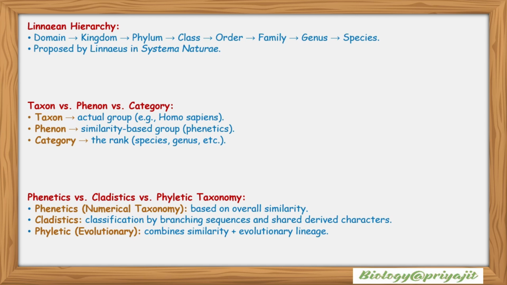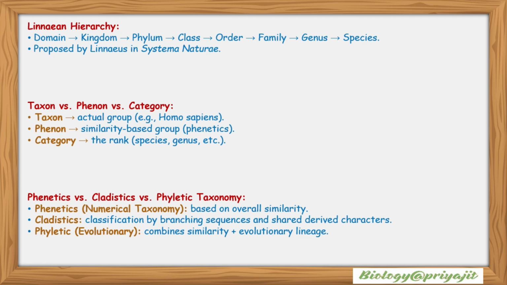Phenetics versus cladistics versus phyletic taxonomy. Phenetics is the numerical taxonomy based on overall similarity. Cladistics is the classification by branching sequences and shared derived characters. Phyletic is the evolutionary taxonomy, which combines similarity and evolutionary lineage.